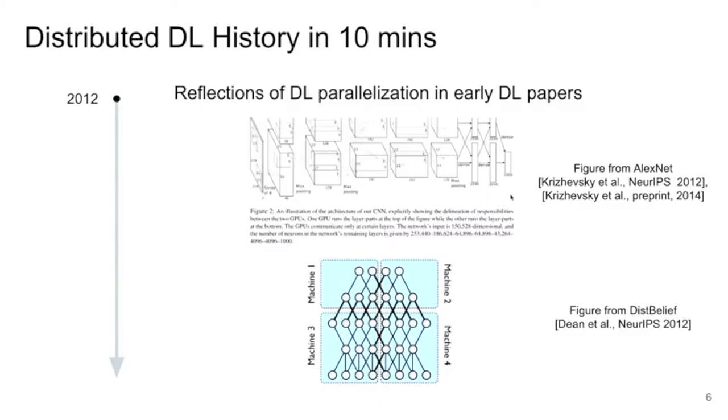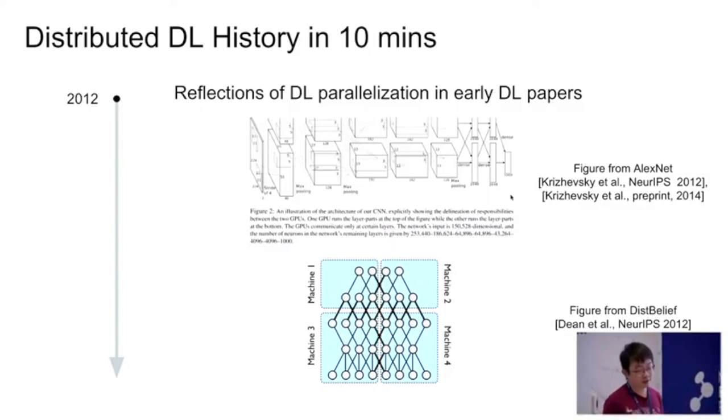So behind these 2 models, there are 2 specialized distributed machine learning systems that make their training possible. And these are the early reflections of how parallelism and systems play a critical role in machine learning innovations.